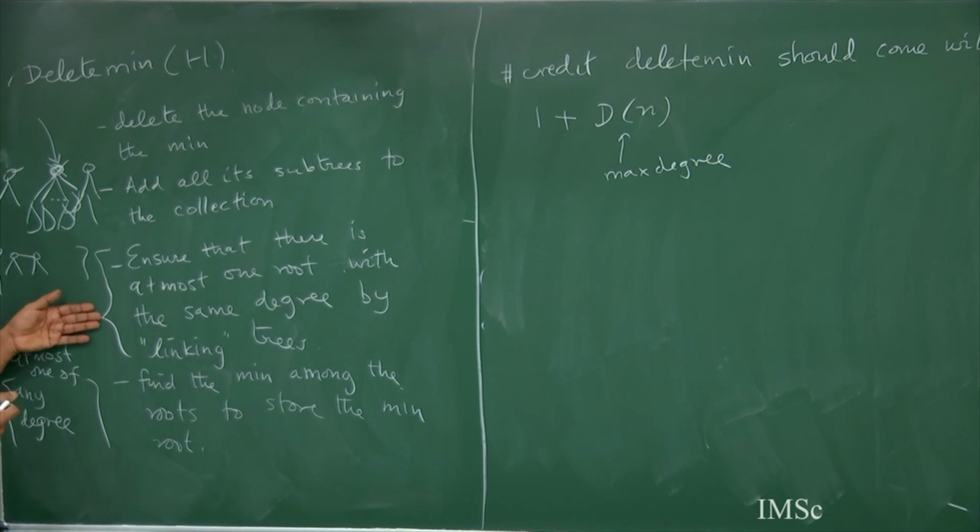So now I'm going to do this linking. Okay, so I now run through my entire forest, and whenever I have two of the same degree, I'm going to link. And how do I pay for it? They have credit on it, use that to pay for it. Right? Every tree now has a credit. So I use that to pay for this comparison and linking. Okay, so this is free. Delete min doesn't have to come with that.